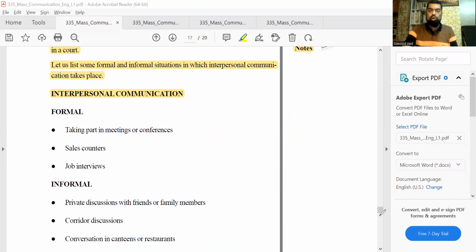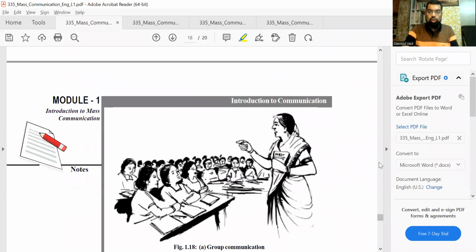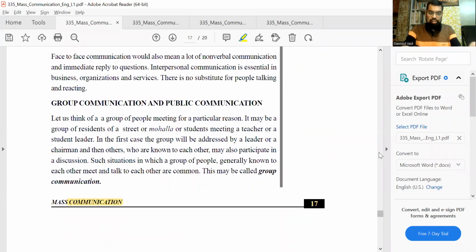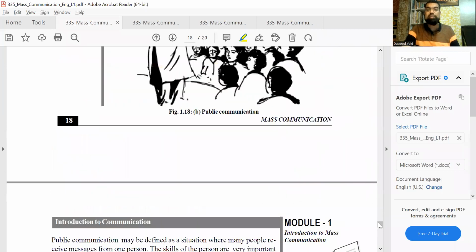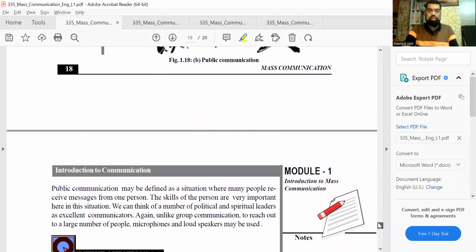These are the forms of communication we're talking about. That is all that this chapter has. It's a quick first chapter. Group communication is a part of, again, interpersonal. Public communication is interpersonal, a teacher speaking is interpersonal. All these are examples of interpersonal.